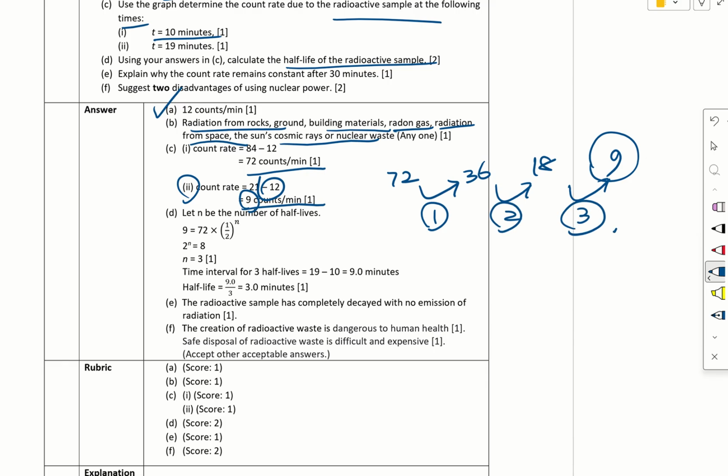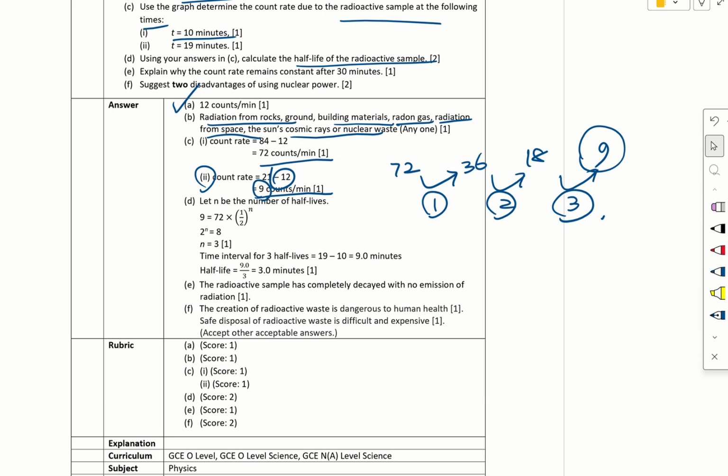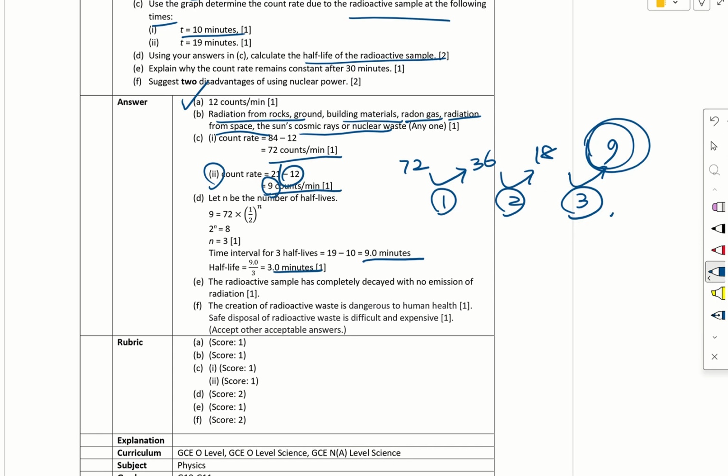Initially it was 72 at 10 minutes. After 9 minutes, after 3 half-life, the number of counts dropped to 9 per minute. That means the half-life is 3 minutes. Okay, so please make sure you understand this.